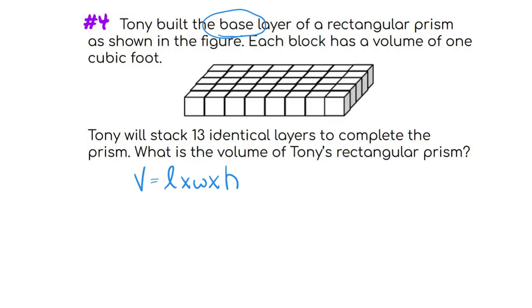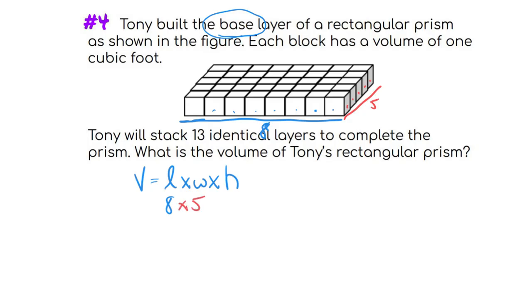So the length is going to be going along the front here. We've got 1, 2, 3, 4, 5, 6, 7, 8. So our length is 8. Then we have a width going back of 1, 2, 3, 4, 5.